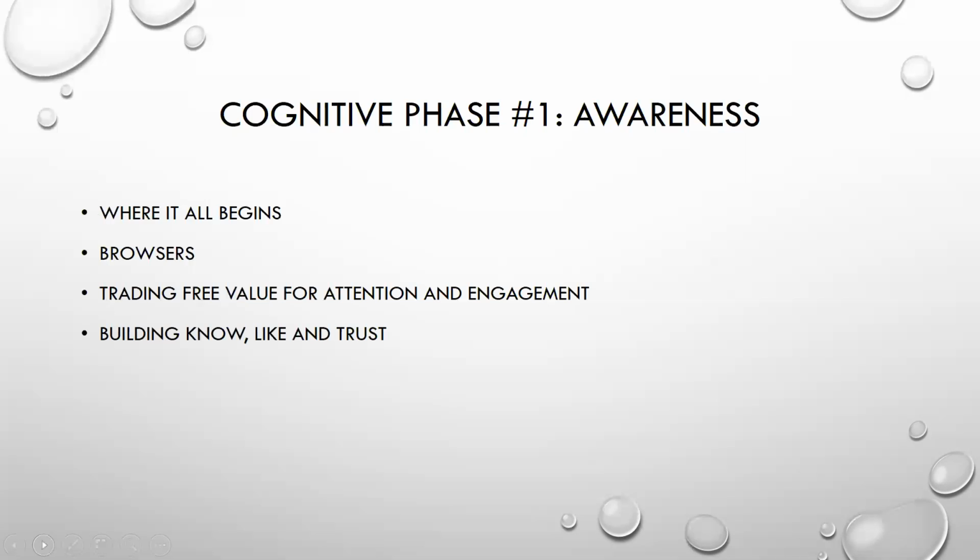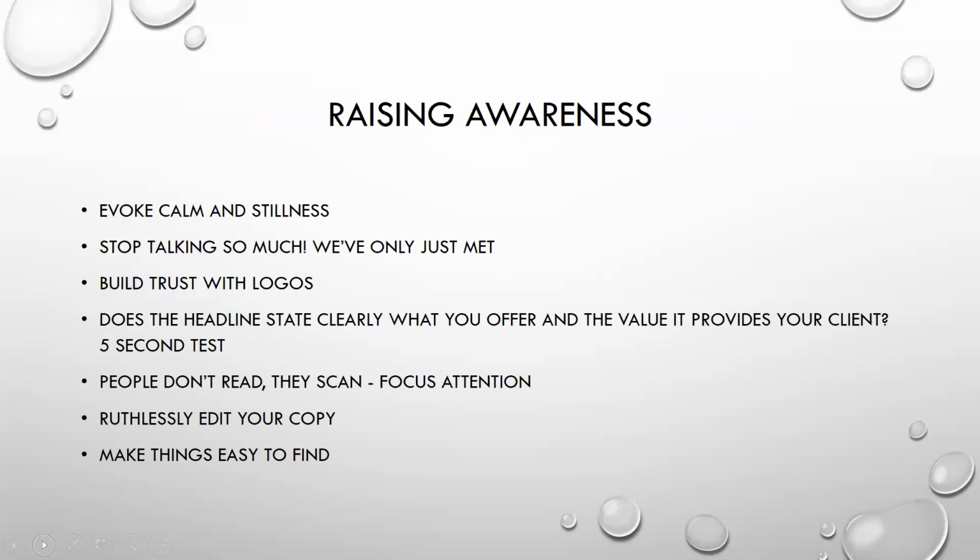So as a result of your free value and your consistency in showing up and sharing your message and providing great content, you're raising brand awareness. You're building know, like, and trust. Remember again, these people are not interested in being sold to. They're simply browsing. So what do you need to do in your copy in order to appeal to these browsers, these people who are in the awareness phase?